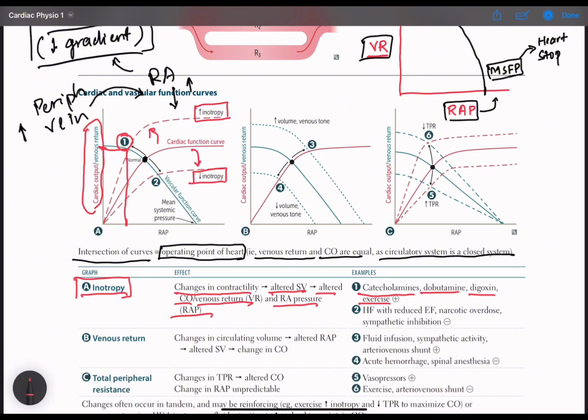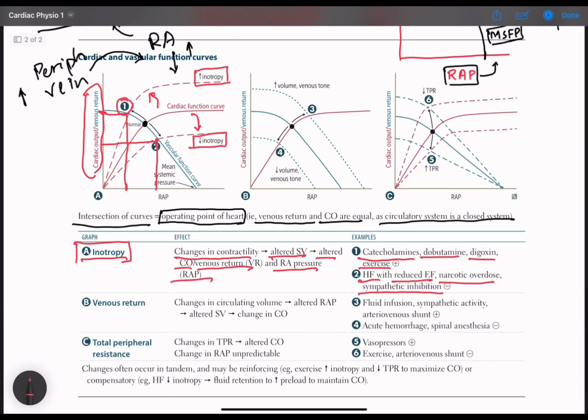On the other hand, the rightward shift states are heart failure with reduced ejection fraction, narcotic overdose, and sympathetic inhibition. All of these states lead to decreased inotropy, or rightward shift. If we look at this curve, we have decreased cardiac output and increased right atrial pressure, which means that the blood is pooling within the heart instead of being pumped.